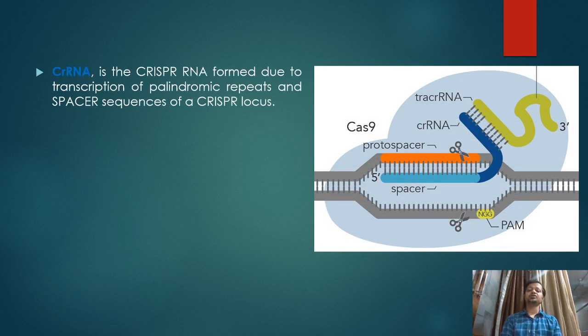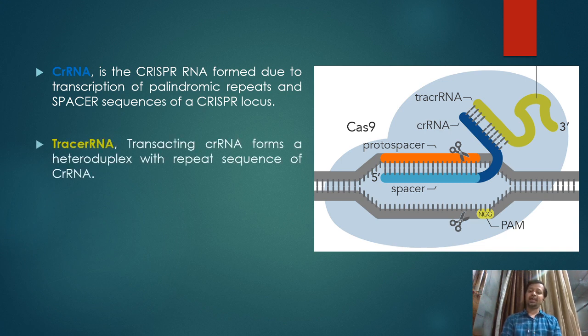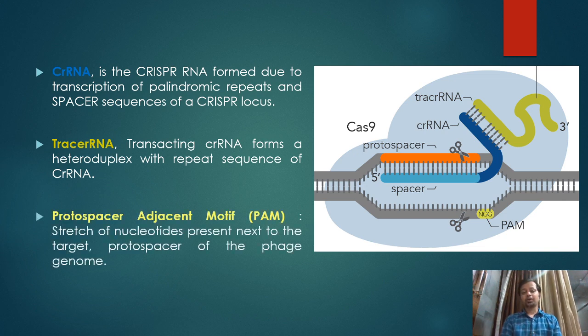CRISPR RNA, in short crRNA, is formed on transcription of a CRISPR locus from the leader region, whereas trans-activating crRNA, or tracrRNA in short, is a sequence which is independently transcribed from a tracrRNA gene, and this tracrRNA forms a complex heteroduplex with the CRISPR RNA that guides Cas proteins for their action, whereas a protospacer adjacent motif is a prior requirement for a number of CRISPR-Cas systems for their function.